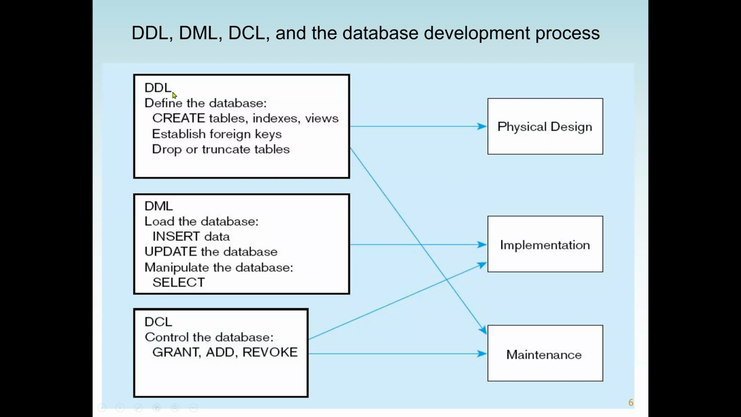So here we say the data definition language defines the database. For example, create tables. We can also create indices. We can create views. We can also establish foreign keys or relationships. And if we don't like a table, we can drop it or we can truncate the tables also. This is again physical design.